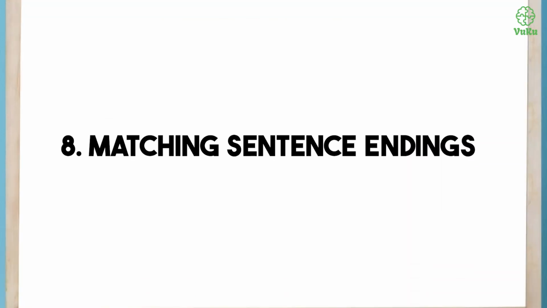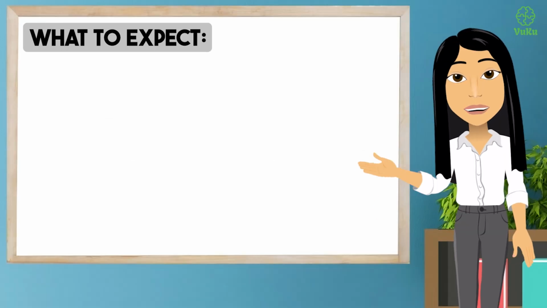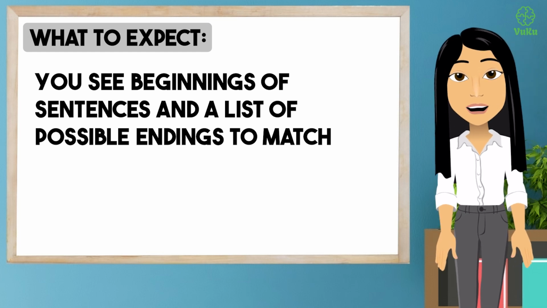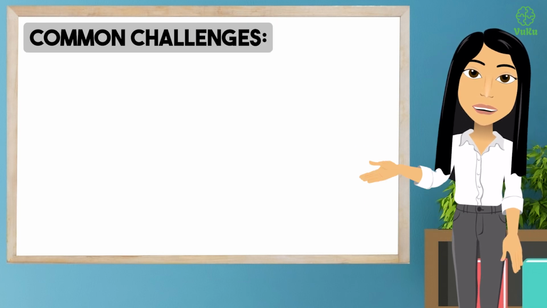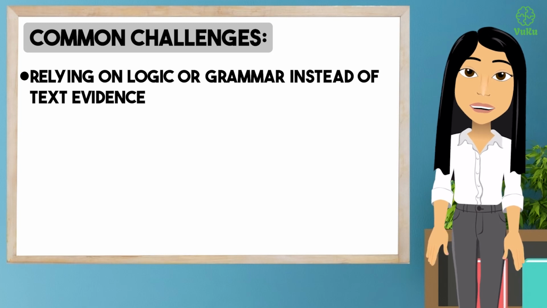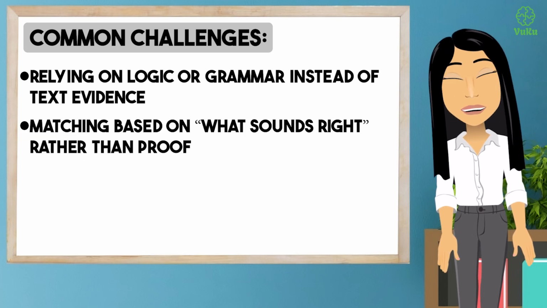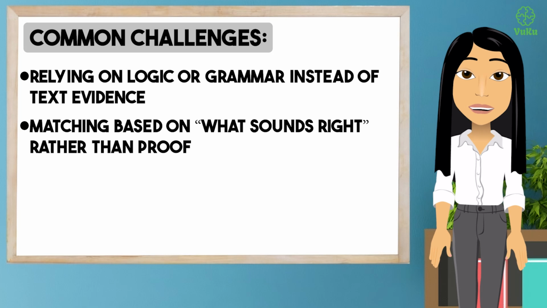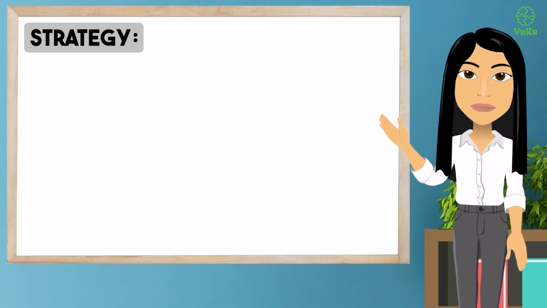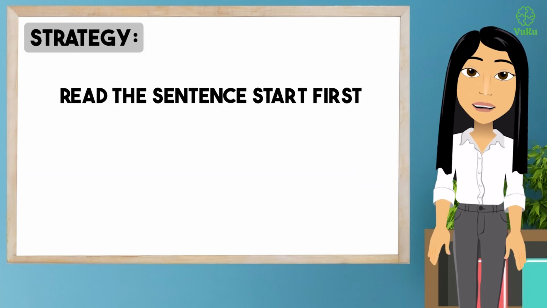8. Matching sentence endings. What to expect? You see beginnings of sentences and a list of possible endings to match. Common challenges: relying on logic or grammar instead of text evidence. Matching based on what sounds right rather than proof. Overlooking context clues. Strategy: read the sentence start first.